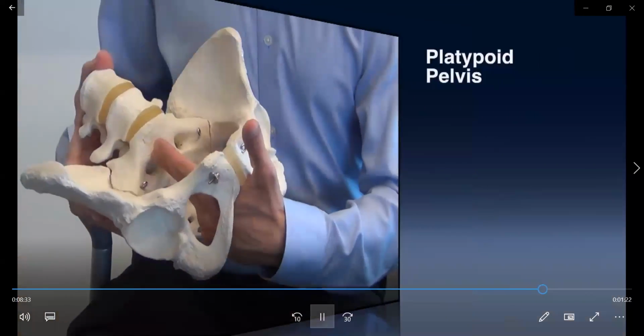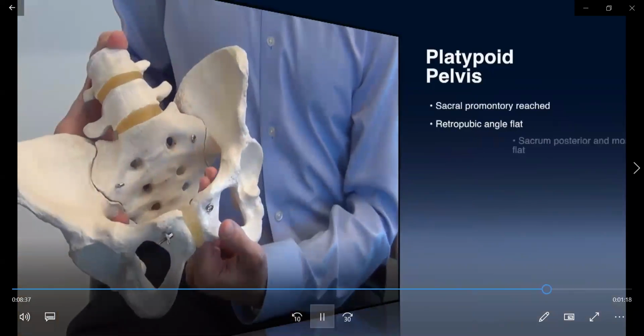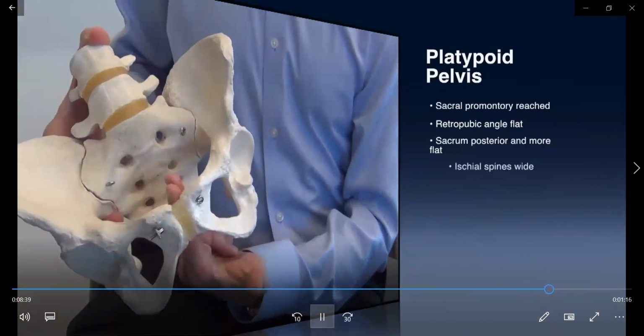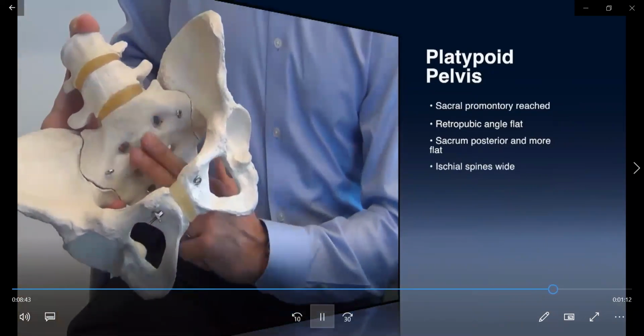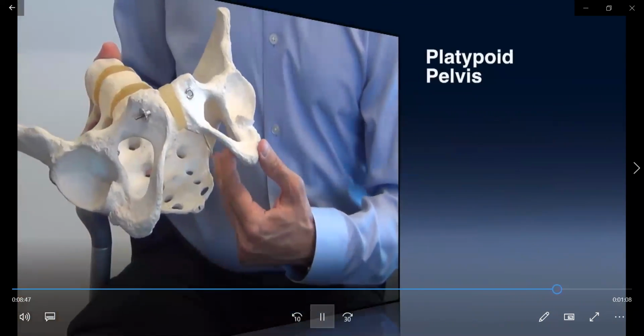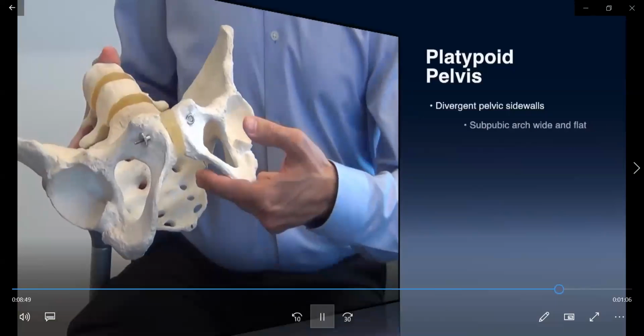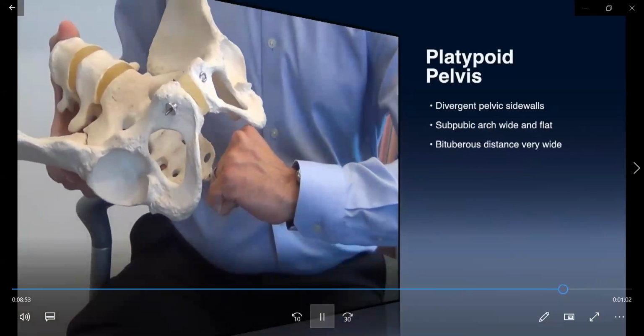Clinical pelvimetry: the sacral promontory of the funneling pelvis is reached, and the retropubic angle is nearly flat. The sacrum is posterior and more flat. The spine is wide, and the pelvic sidewall is divergent. The subpubic arch is wide and flat, and the bituberous diameter is very low.